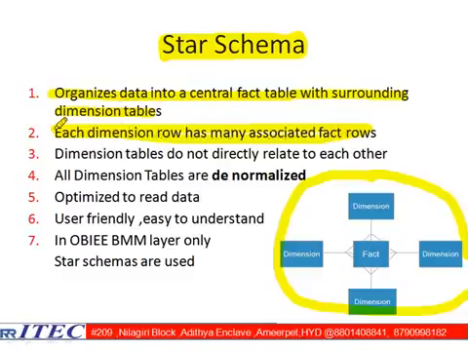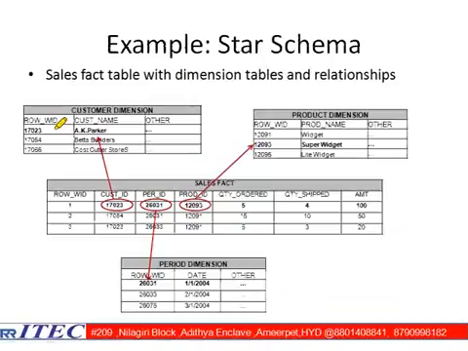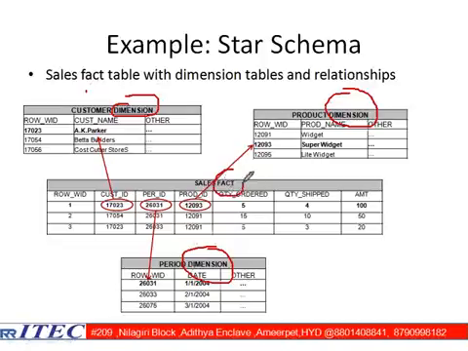What is the meaning of that one? See this diagram to understand that more, and try to identify first what are the dimension tables and fact tables available here. Is this dimension or fact, sir? It is a dimension. What about this one? Fact. Now I have 3 dimensions available and a centralized fact table available. Overall this is called a star schema: a sales fact table with dimension tables and relationships.